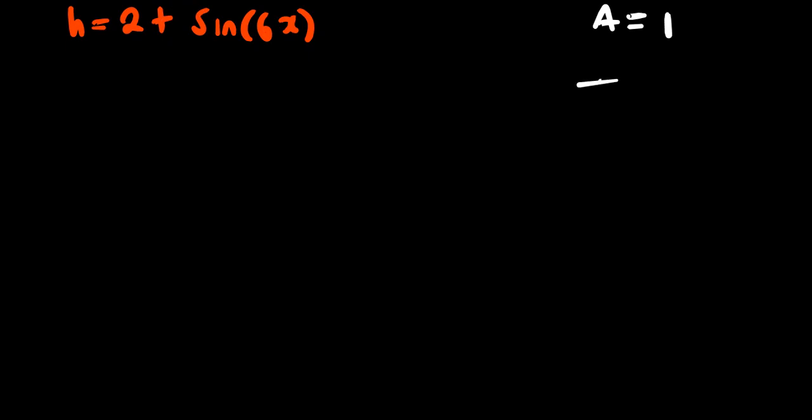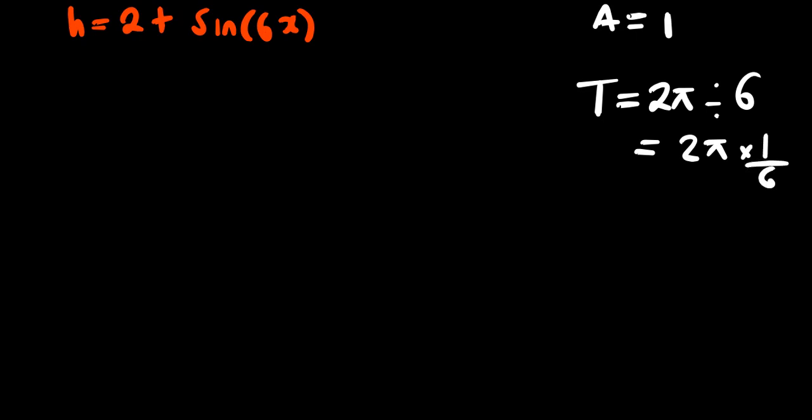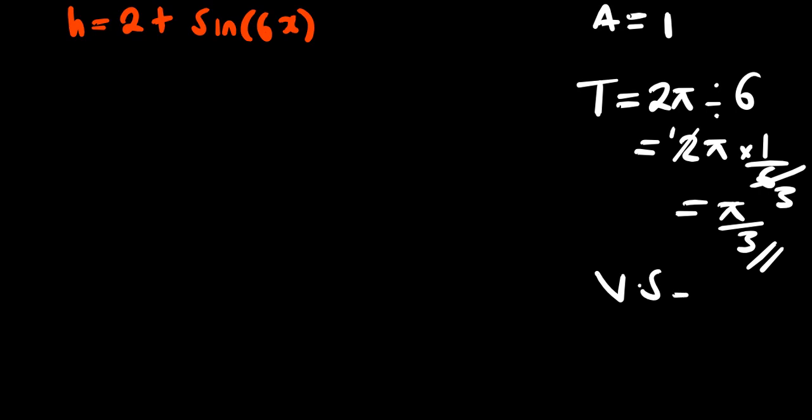Let's find the period. Period is 2 pi divided by b. In this case b is the coefficient of x, which is 6. So we have 2 pi, division is the same as times 1 over 6. Then when we divide, 2 into 2 is 1, 2 into 6 is 3. So we're going to remain with pi over 3. So that is going to be our period. Then what about our vertical shift? You're able to see we've been given a 2, so that is the vertical shift.